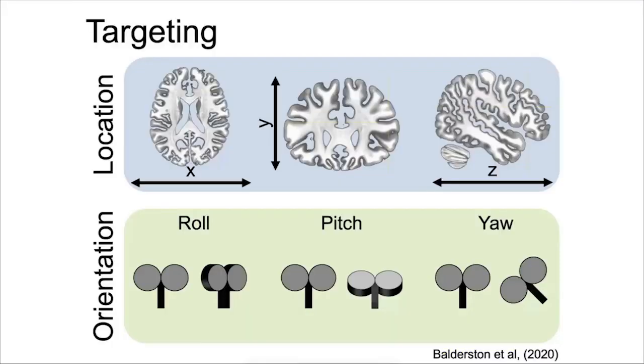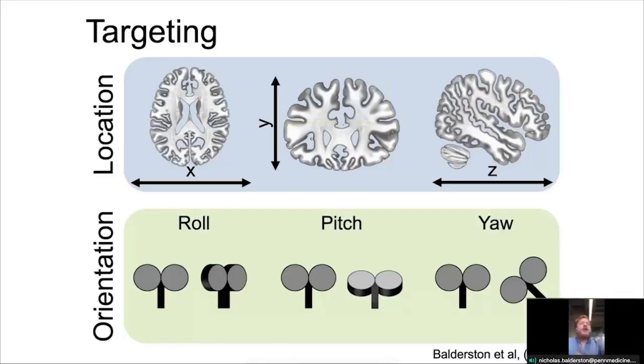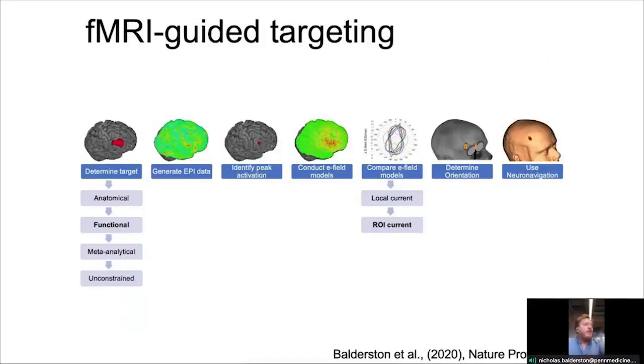I'm going to talk today about targeting, and as we saw from the previous slides, it's important to consider both the location in terms of X, Y, and Z coordinates, but also the orientation of the coil when you're determining your targeting. My argument is that you need a systematic and objective way of accounting for all of these degrees of freedom. So my approach has been an fMRI-guided E-field modeled optimization approach. I can show you the basic outline of that.